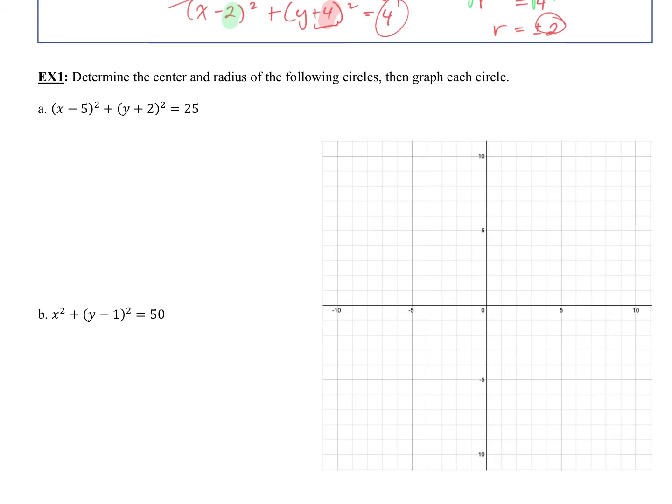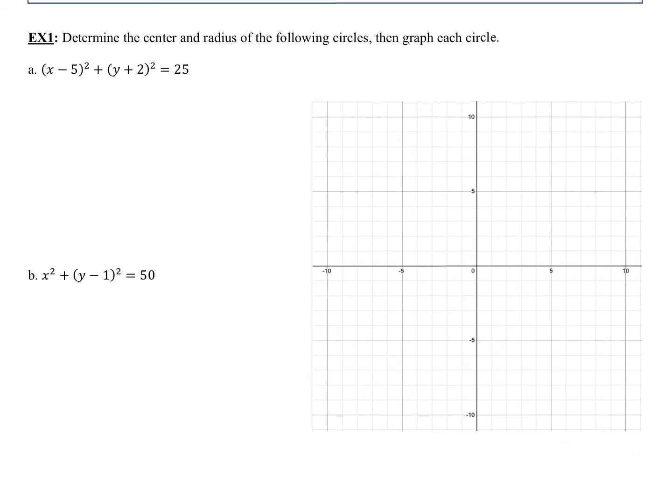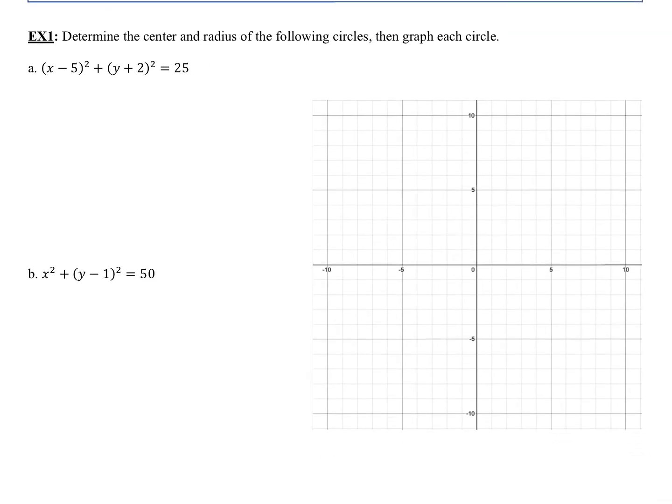Example 1. Determine the center and radius of the following circles, then graph each circle. So feel free to pause the video and try these out by yourself, and then check in with me in a second. Now the first one. Let's see. My center, and I'm going to notate it with a C, so please make sure to do that on your work as well. So the center is opposite of this value, opposite of this value. So that's going to be opposite of negative 5 is 5, opposite of positive 2 is negative 2. So my center is (5, -2).